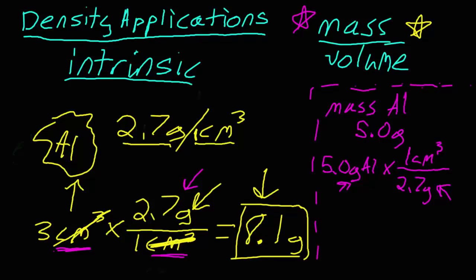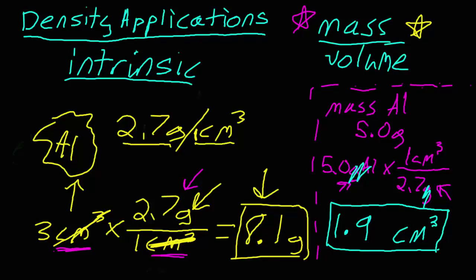So now look at what happens. Your grams of aluminum and grams will cancel out. So this problem will give you an answer that is in centimeters cubed. All you need to do now is take your 5, multiply it by the 1, and divide it by 2.7. When you do that, 5 times 1 divided by 2.7, you find out that you get 1.9 centimeters cubed of volume.